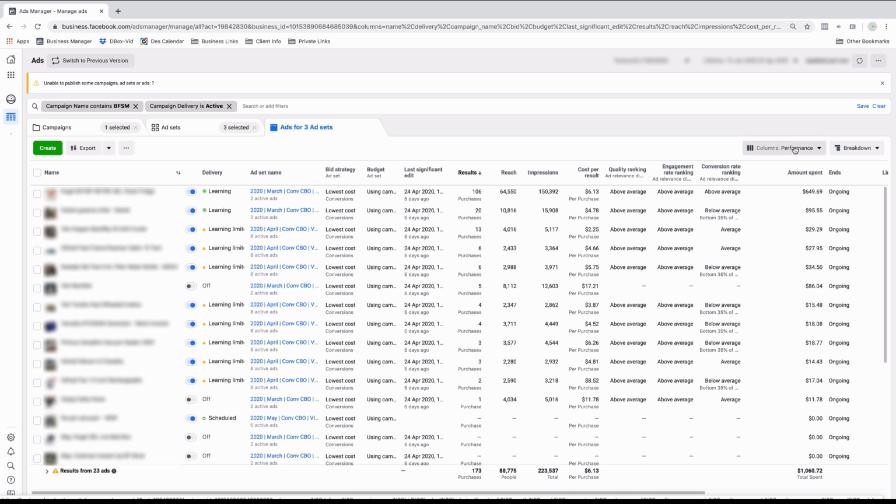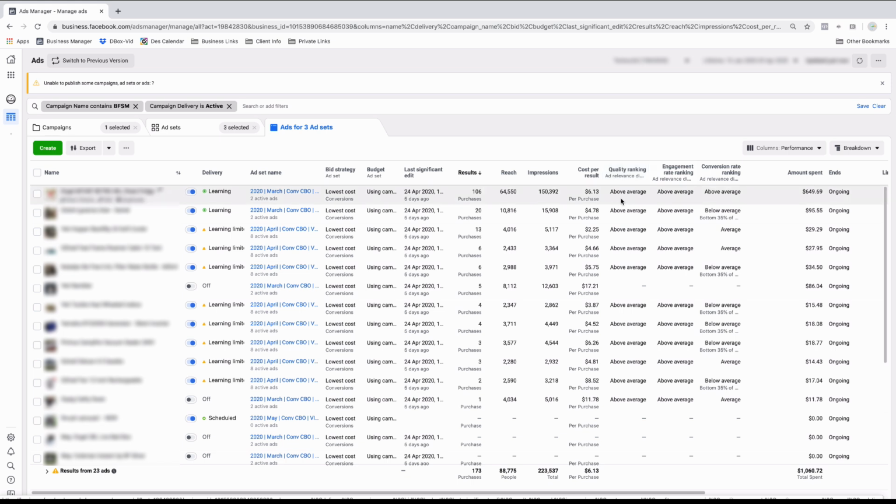When we're looking at performance, in this column we have something we call quality ranking, engagement rate ranking, conversion rate ranking. Come and hover over these and it will give you an explanation of exactly what it is. But the nutshell of this is Facebook is taking this ad, and it is comparing it to all other ads that are targeting the same audience. And this is important for the pricing of your ads.